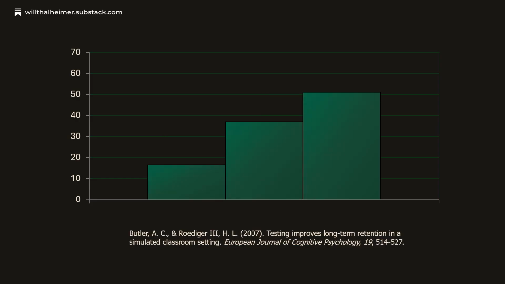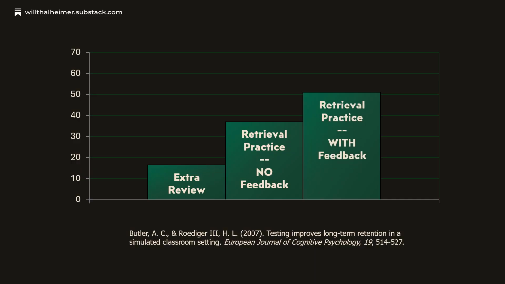Here's another study by Butler and Roediger. What they did, they gave people either extra review, or retrieval practice with no feedback, or retrieval practice with feedback. This basically mirrors the question I asked you. We all agreed retrieval practice with feedback would be the best, but look at this. This is more than doubling learning results by getting retrieval practice. A very powerful thing, this retrieval practice.